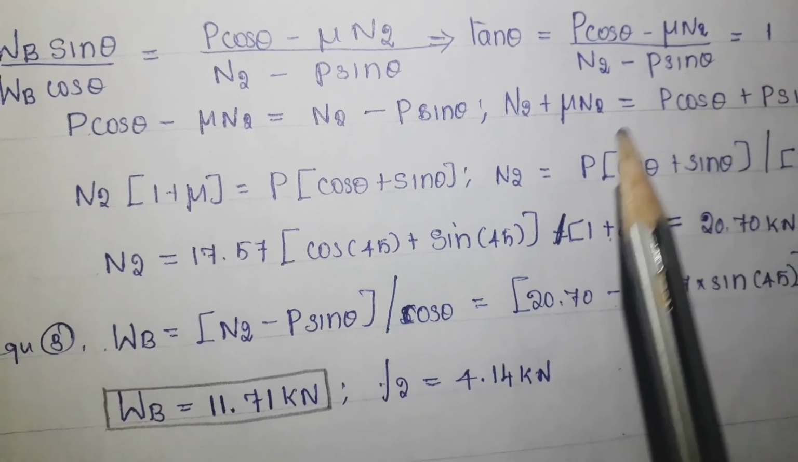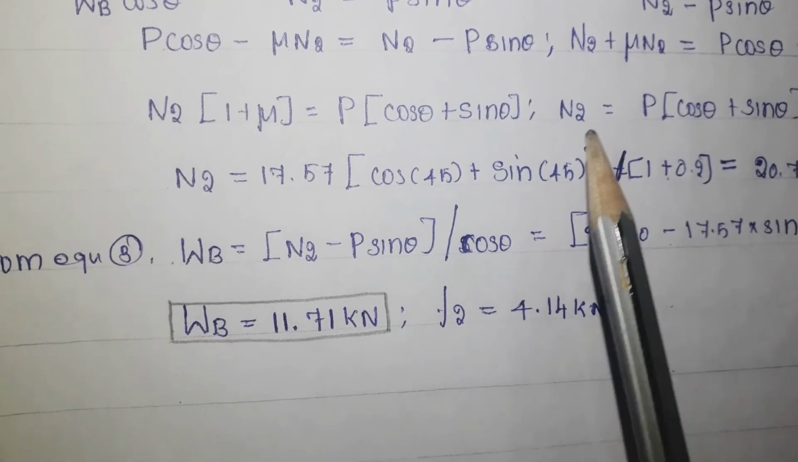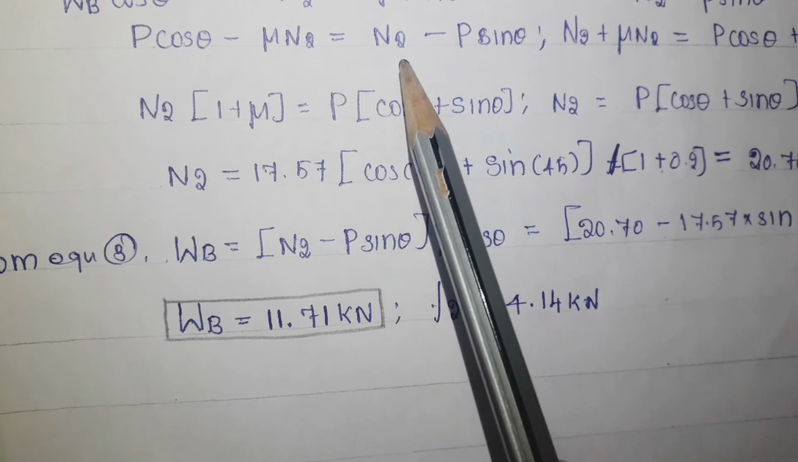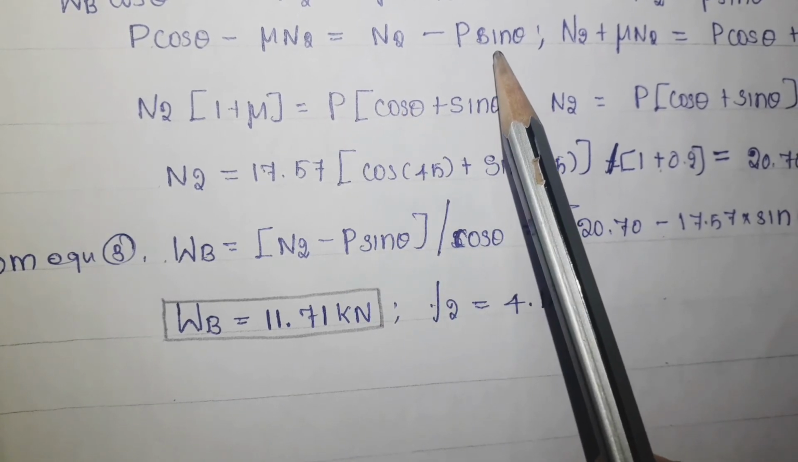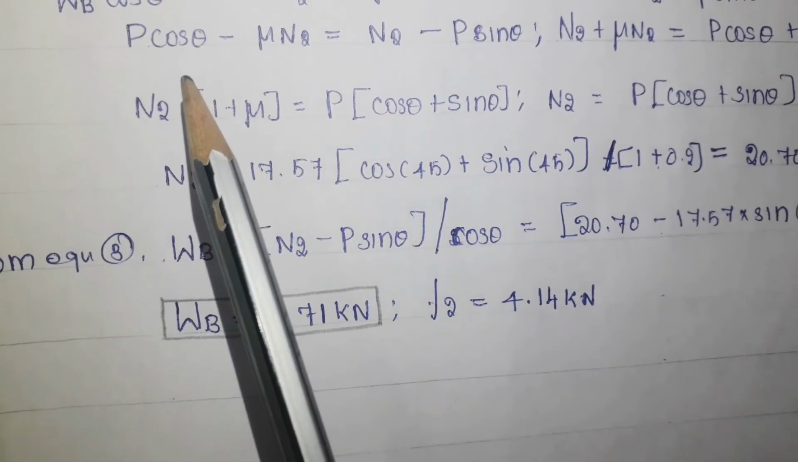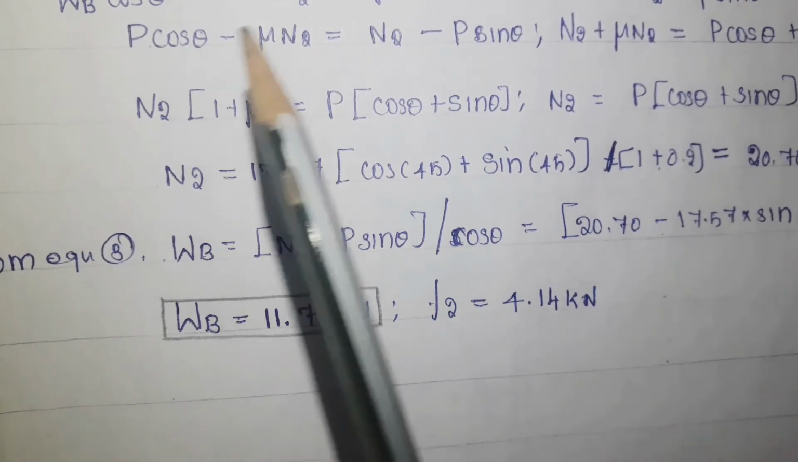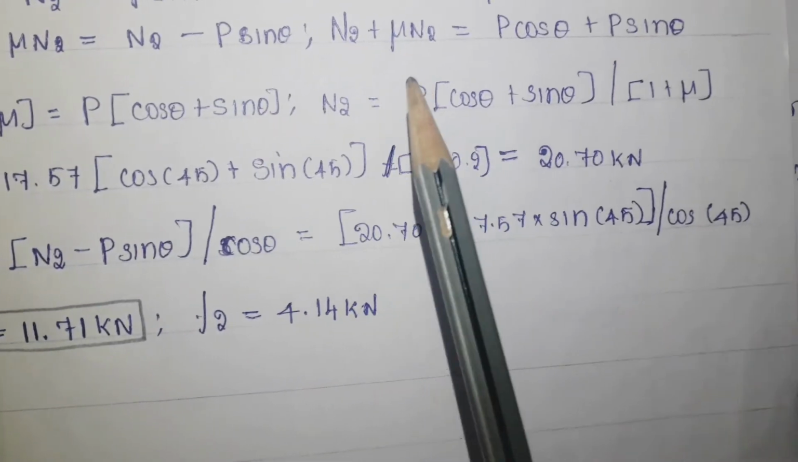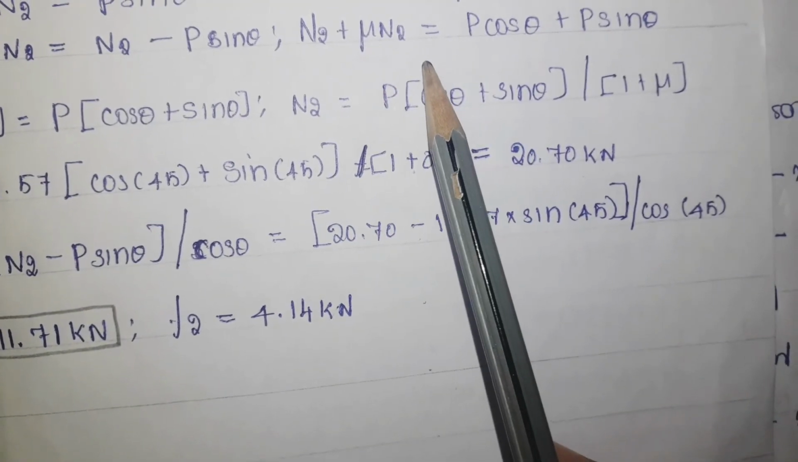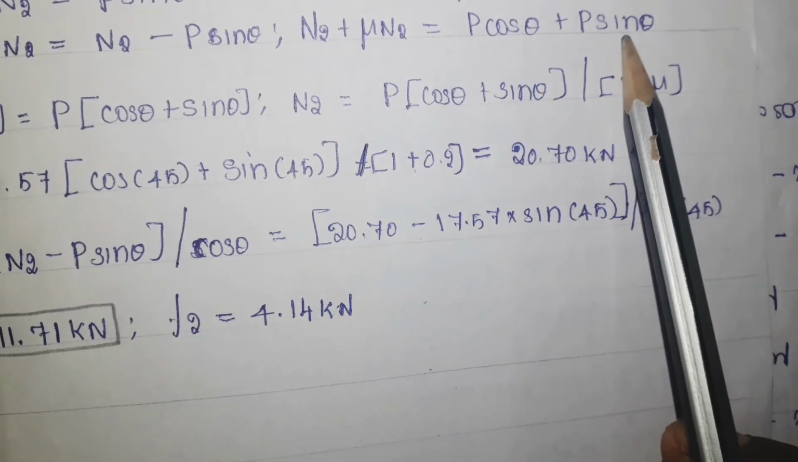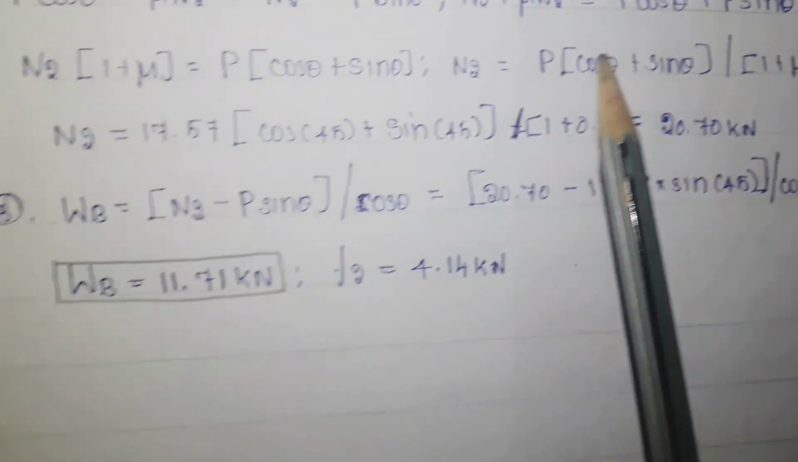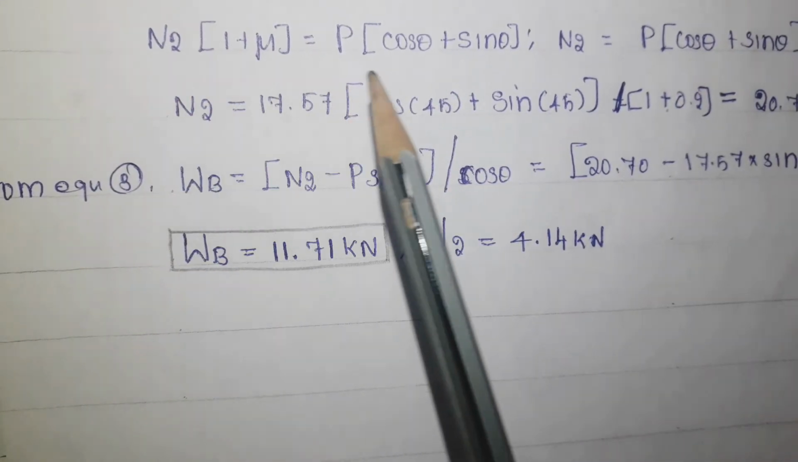Now just do the cross multiplication. Finally, you'll get the equation as P cos theta minus mu N2 equal to N2 minus P sin theta. Now bring the N2 related terms to the left hand side and the terms related to P to the right hand side. So this equation will become N2 plus mu N2, which is equal to P cos theta plus P sin theta. Now from this one take N2 outside, here P outside. So this equation will become something like this.